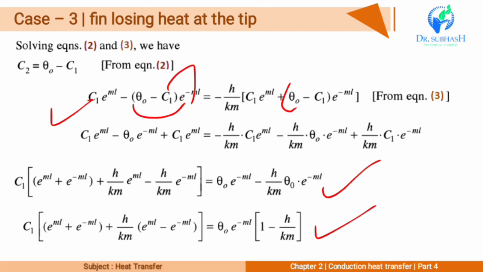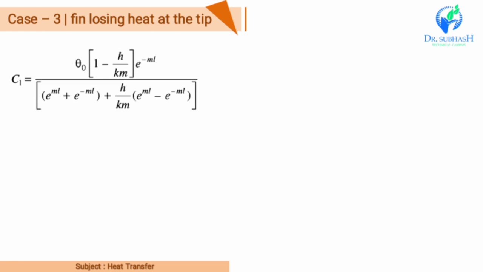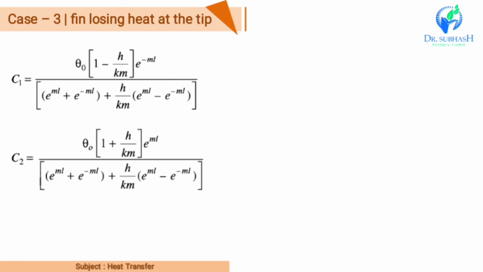Here take theta 0 common on the right hand side and h by km common on the left hand side. So we get this term. Now take C1 on the left hand side and the remaining terms on the right hand side. So we get the value of C1 is equal to theta 0 inside the bracket 1 minus h by km e raised to minus mL divided by e raised to mL plus e raised to minus mL plus h by km inside the bracket e raised to mL minus e raised to minus mL.